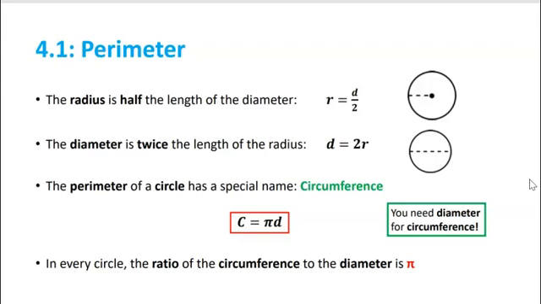The formula is circumference or perimeter of a circle is pi multiplied by the diameter. In every circle, the ratio of circumference to diameter is pi. We're going to be using questions that either give us the diameter directly or give us the radius, and then we have to first calculate the diameter before we can calculate the circumference.